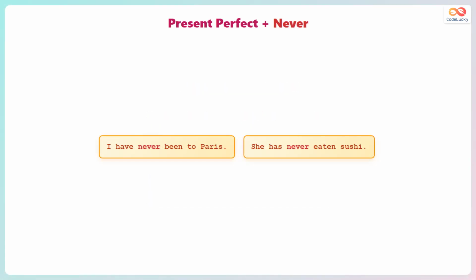Never is often used with the present perfect tense. This tense shows no experience of something in life. For example, I have never been to Paris means that at no time in my life have I visited Paris.